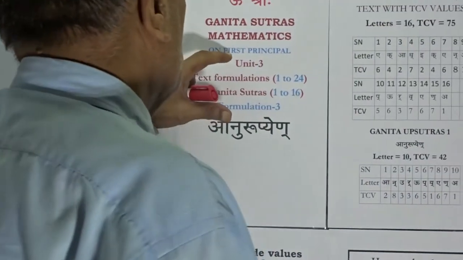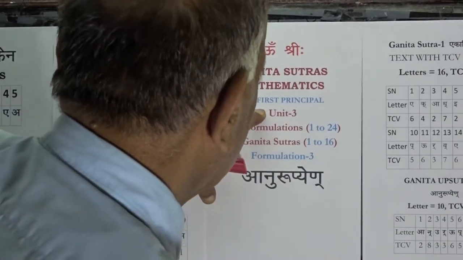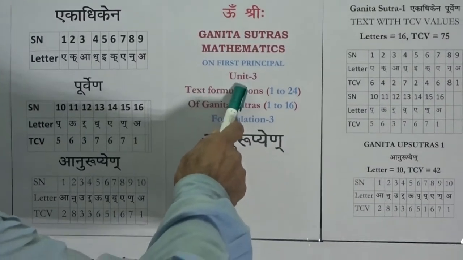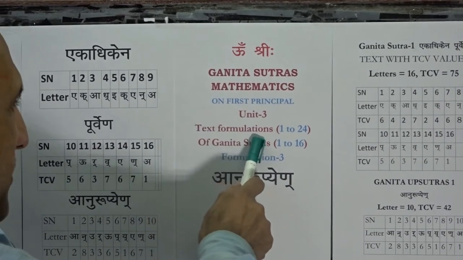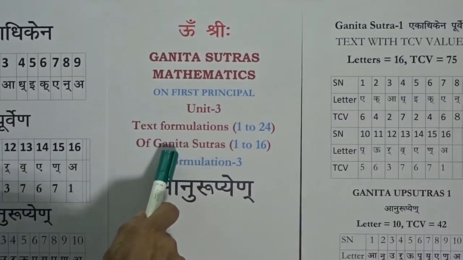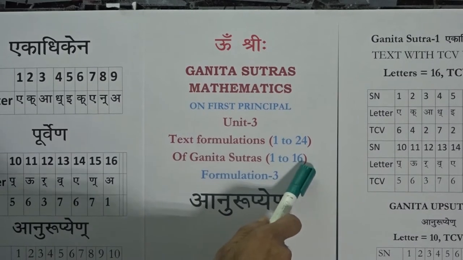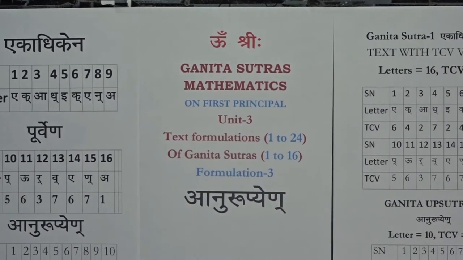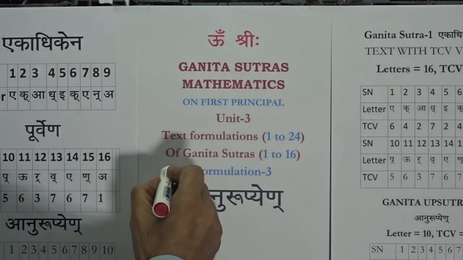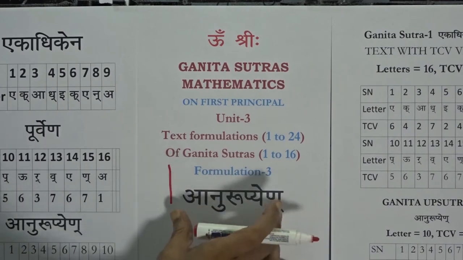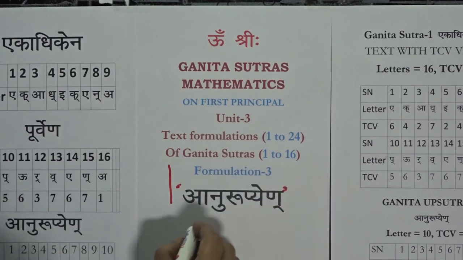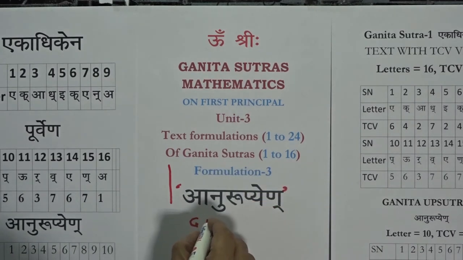We are in Unit 3 of this series of classes. Unit 3 has focus upon text formulations. There are 24 formulations of the text of Ganita Sutras 1 to 16. Today, we are focusing upon formulation 3, anurupen. This single formulation is a complete text of Ganita Upasutra 1.